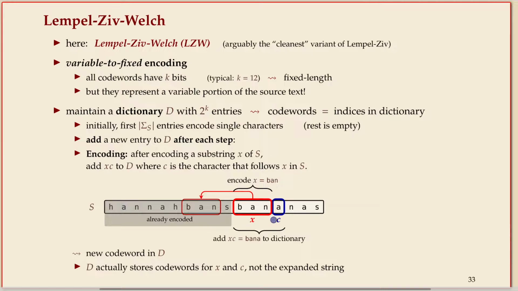In this case, ban is a string I found in my dictionary before, so I use that. And I add to my dictionary the new string where I take one more character. So whenever I use a phrase, I insert into my dictionary a new phrase that's one character longer. And well, this is not clear here yet, but we'll make sure that whenever I take a phrase, this is also the longest phrase I could have taken. The trick here is to make this so that the decoder can also replicate the same process. And so you have to be a bit careful in doing that. But we'll see how that goes.